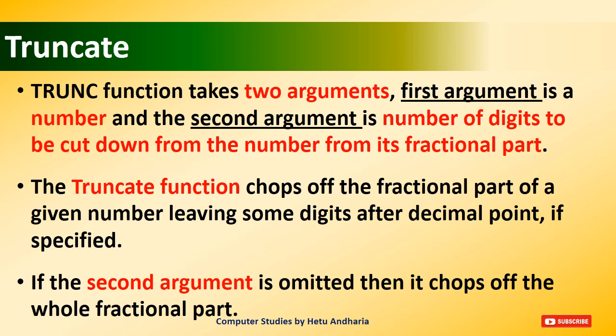The truncate function chops off the fractional part of a given number, leaving some digits after decimal point if it is specified. If the second argument is omitted, then it chops off the whole fractional part. That is, after comma, if you don't add the second argument that you want how many digits after the point, then it will remove all the digits after the point.